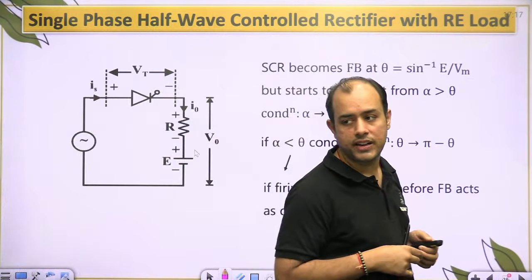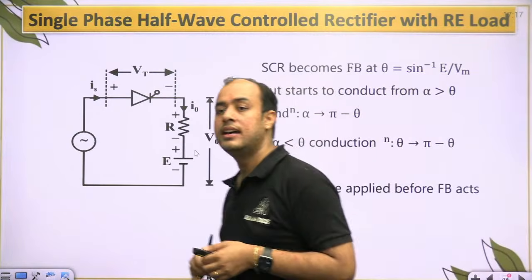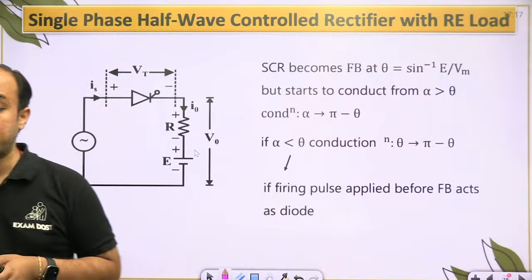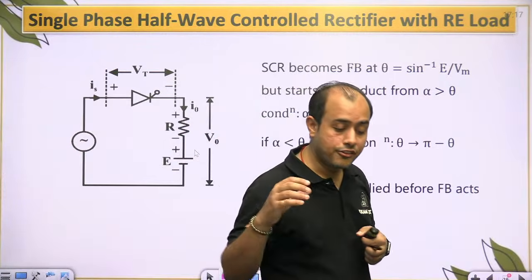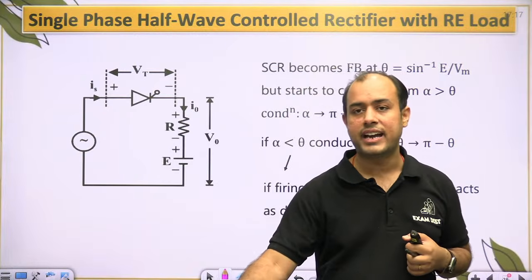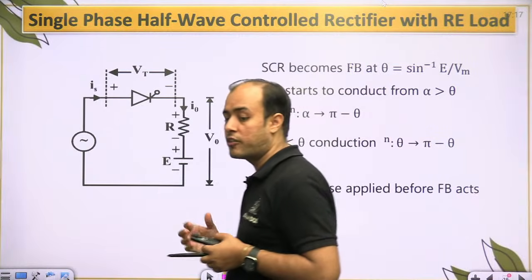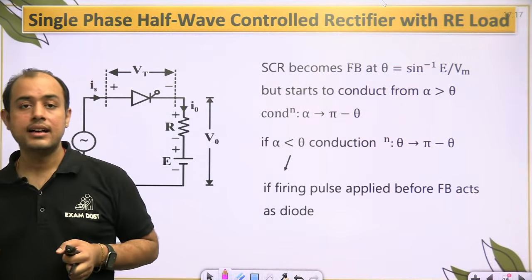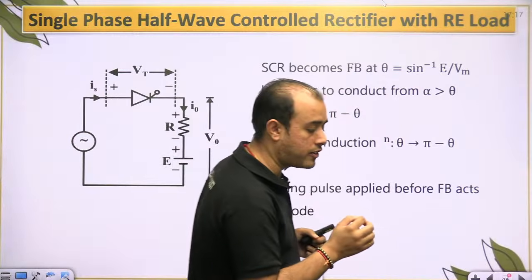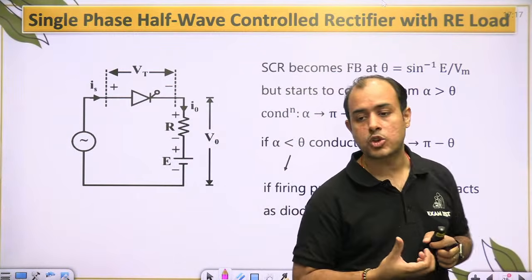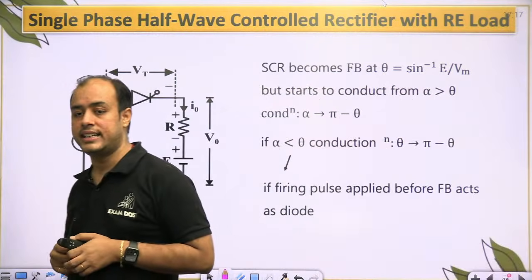So the conduction will happen from alpha up to pi minus theta rather than theta to pi minus theta. But what if alpha is less than theta? What if I provide the firing pulse before forward biasing? Before forward biasing, the thyristor will conduct as soon as it becomes forward biased. It will start to behave like a diode, so it will start to conduct at theta.